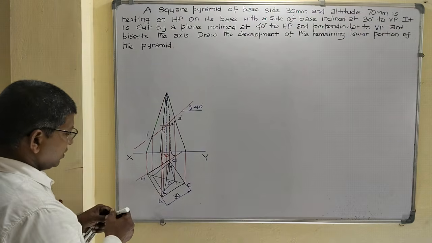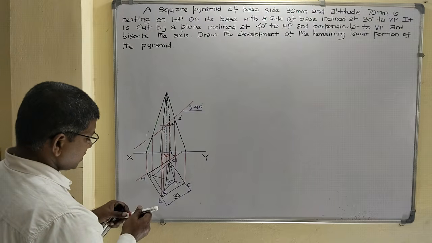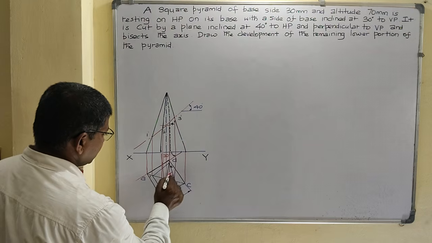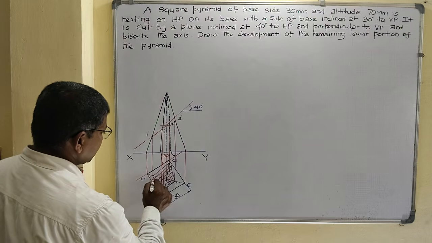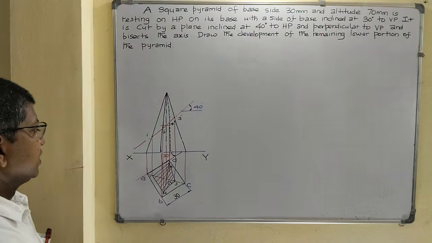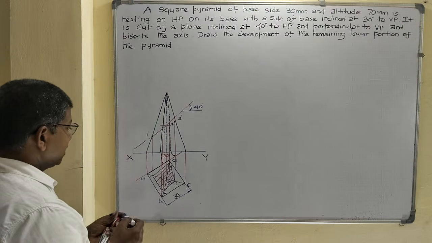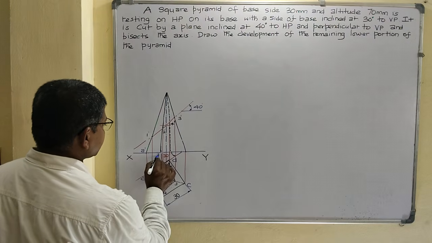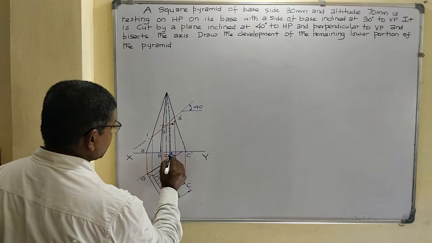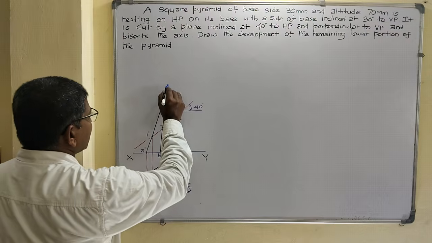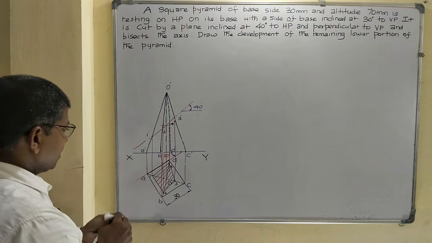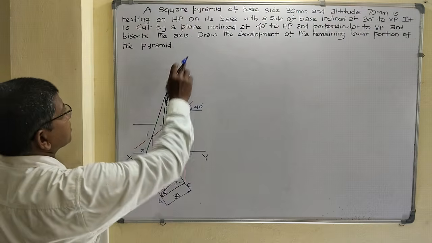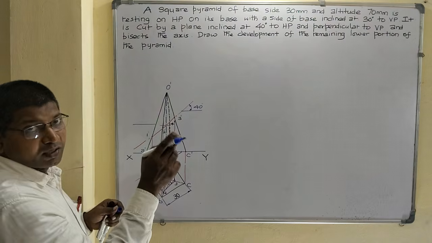Sectional top. Okay. Now the question is development. Draw the development of the lower portion of the square pyramid. Okay. This one A dash, B dash, C dash, D dash, O dash. Our cutting point position is 35 mm from the base, because it bisects the axis, total altitude 70 mm.